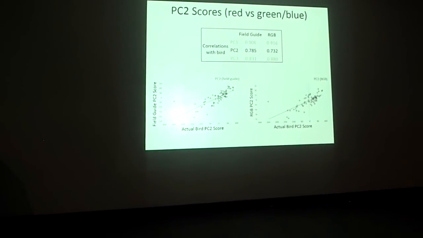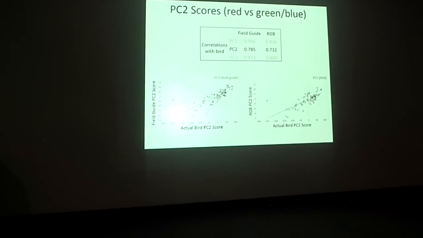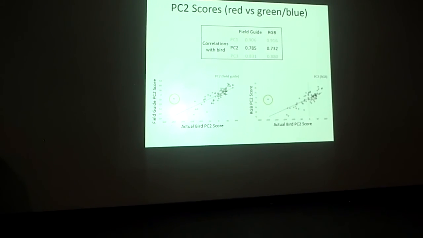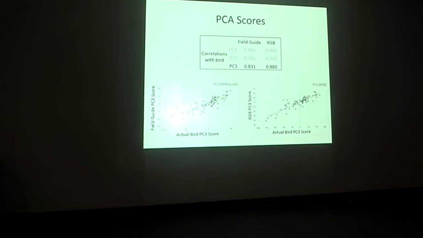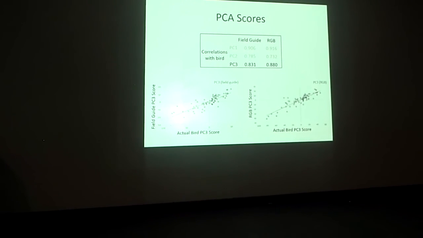If we look at the correlations for PC2, these aren't quite as strong, but they're still very, very positive. And there is one outlier there, which I'm told is the mountain bluebird wing, and something is funky going on there. And similarly for PC3, we see a strong positive correlation between the actual bird PC3 score and the RGB PC3 score.